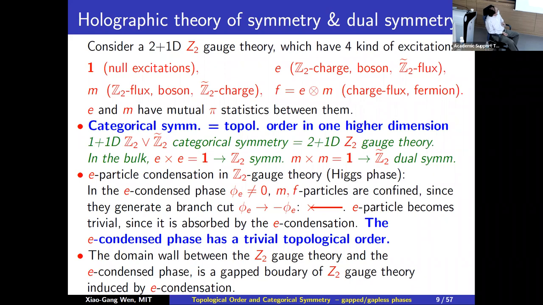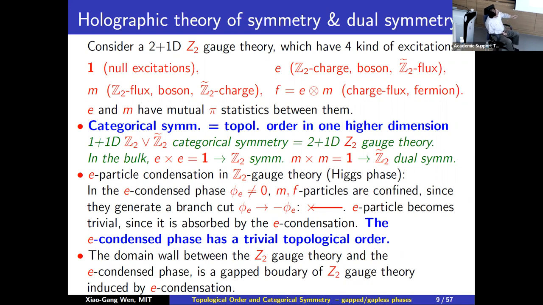It turns out that the Z2 charge can be viewed as the dual Z2 flux, and the Z2 flux can be viewed as a dual Z2 charge, because the domain wall in the Z2 symmetry is like the flux of Z2, but the domain wall is a dual Z2 charge. So that's how we have this relation.